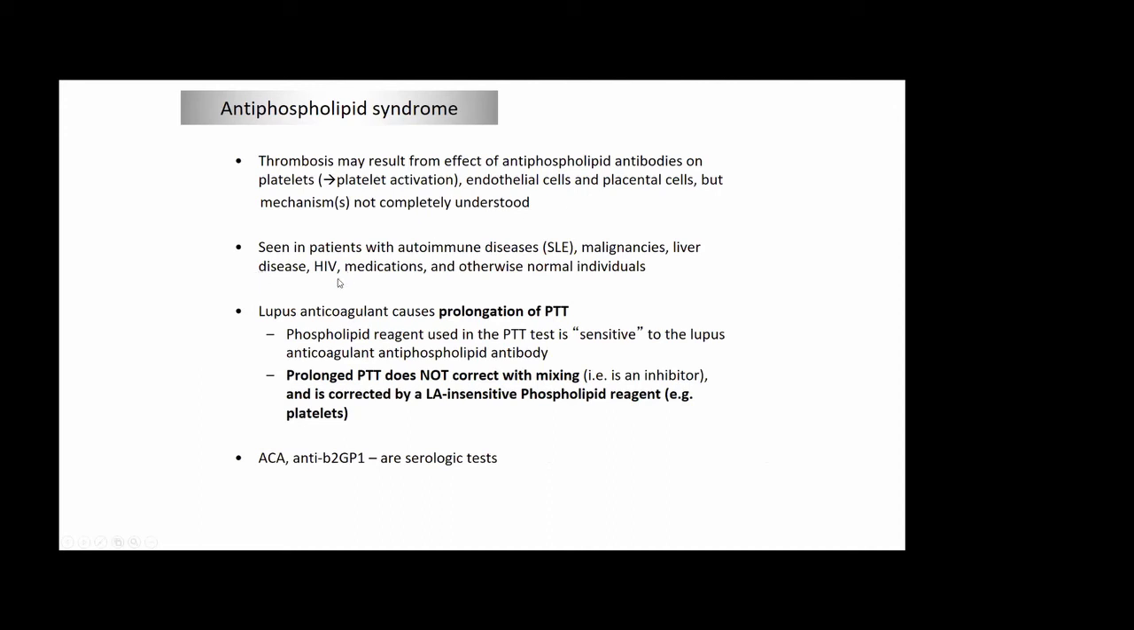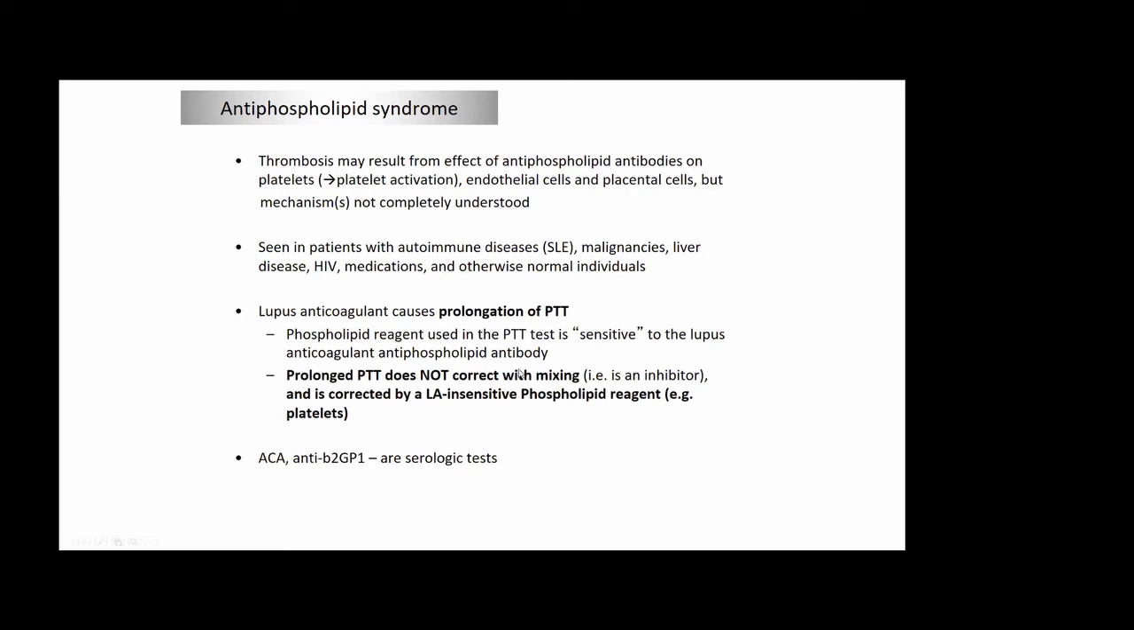And I won't go into that more in detail. The APLS can exist all by itself, or in the context of other autoimmune diseases, malignancy, liver disease, HIV, and so on. Typically, the lupus anticoagulant causes a prolongation of the PTT. So the reverse is a little bit more important, probably for you in your practices, but also when you're taking a test. If you have somebody with a prolonged PTT, you are going to want to demonstrate 2 things.